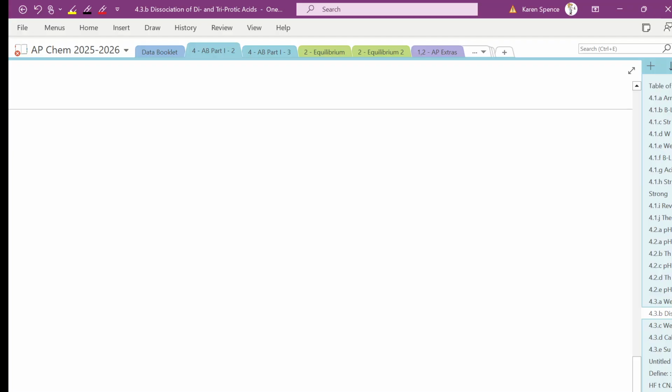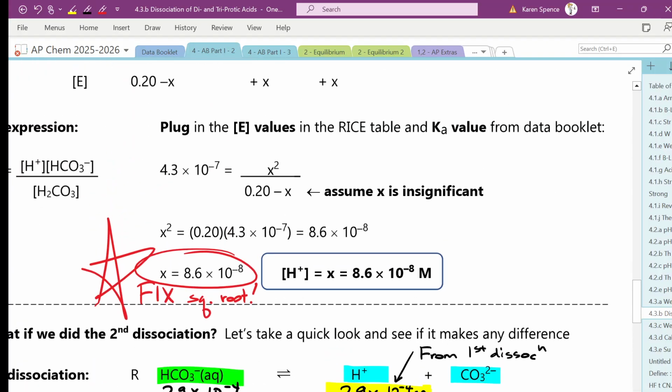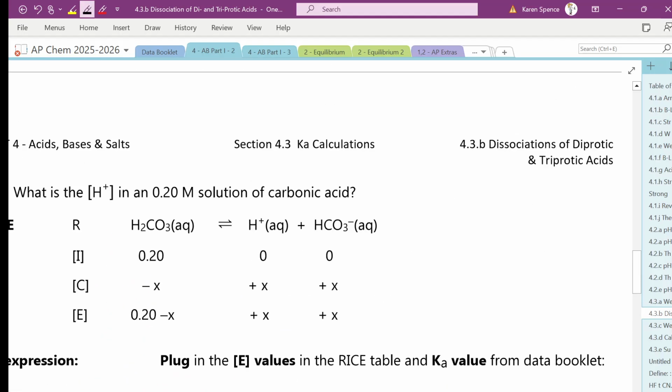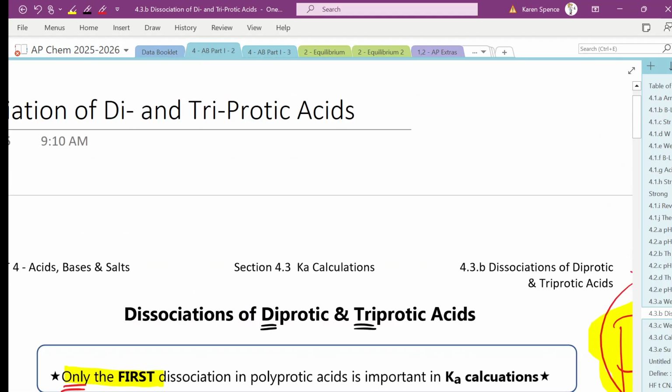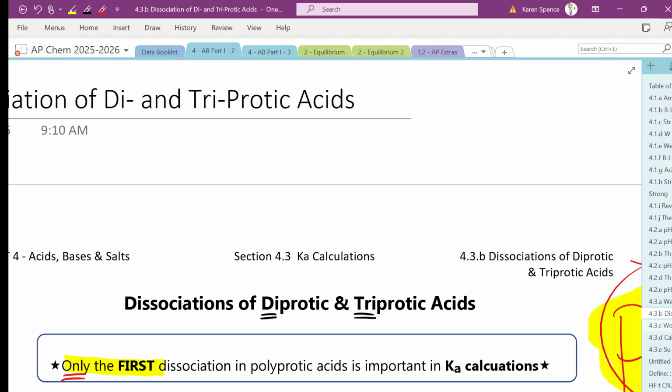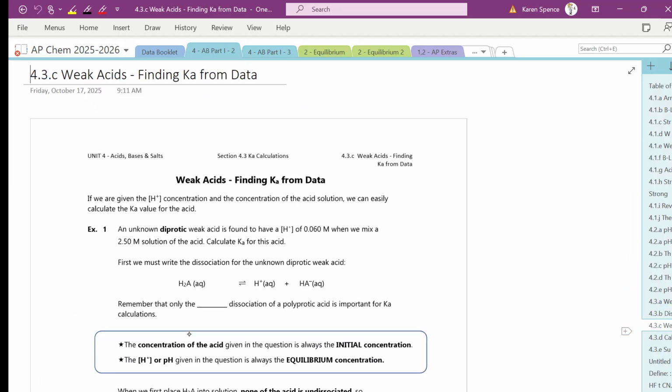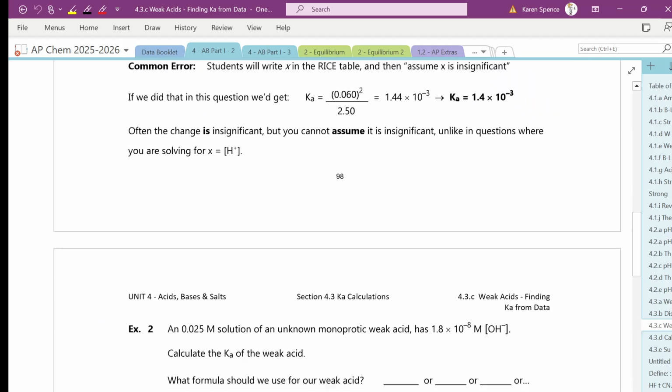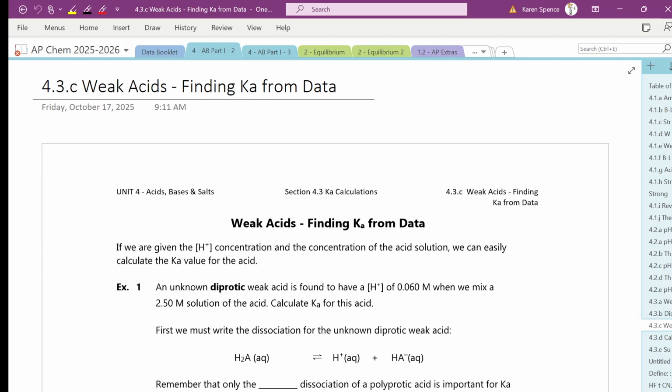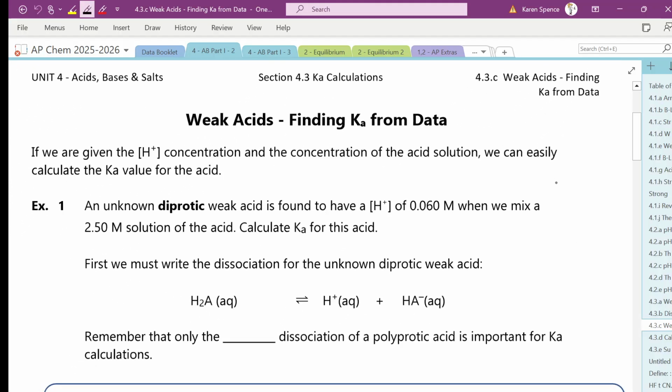All right, so those are the dissociation of diprotic and triprotic acids. So just ignore the second dissociation. And now we're going to move on to page 98. Now we're going to go backwards. Yes? We're going to go backwards.